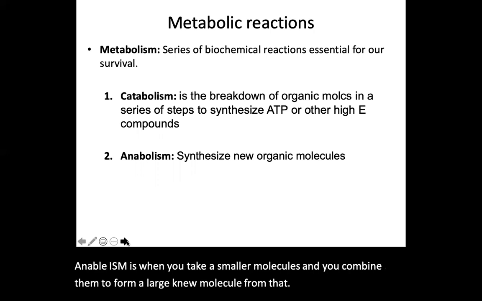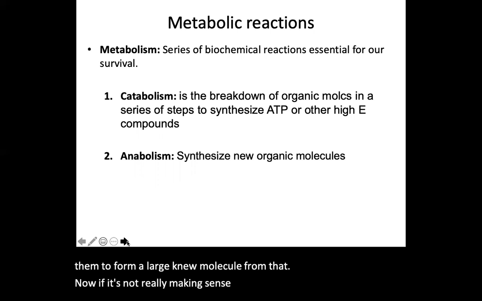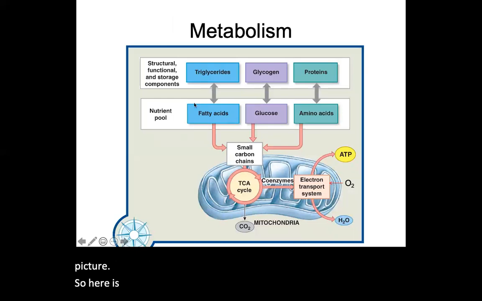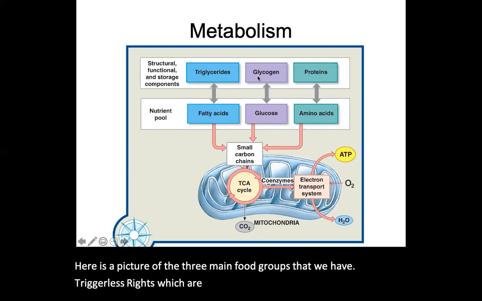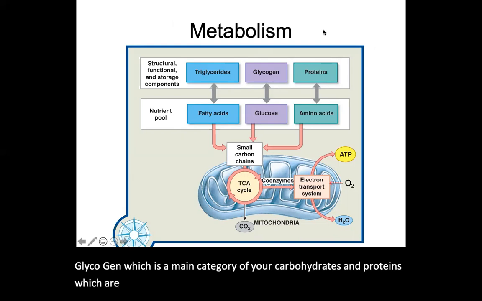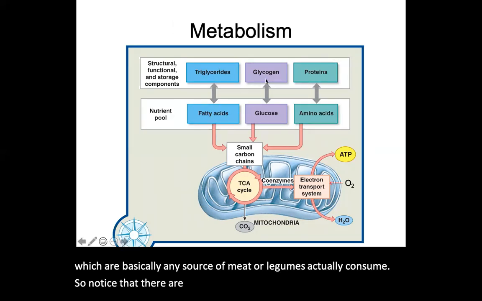Now, if it's not really making sense right now, let's take a look at a quick picture. So here is a picture of the three main food groups that we have. Triglycerides, which are basically your fat, glycogen, which is a main category of your carbohydrates, and proteins, which are basically any source of meat or legumes that you may consume. So notice that there are these gray arrows going between these boxes.